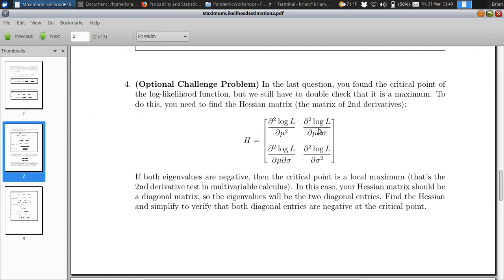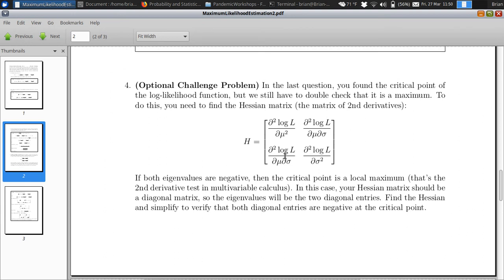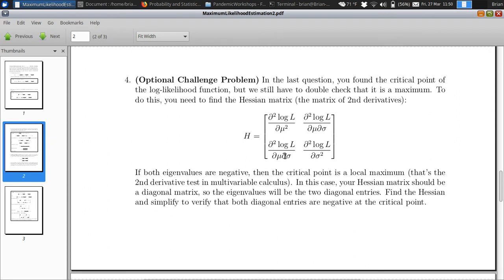In this case, the Hessian matrix ends up being a diagonal matrix, which means that the eigenvalues are just the two entries on the main diagonal, this one, and then these off-diagonal entries end up being 0. So that makes it pretty easy to check. So here's the work for that. It was just a little tedious. It's not really hard. So if you gave it a try, hopefully it wasn't too bad, but here's how I did it.